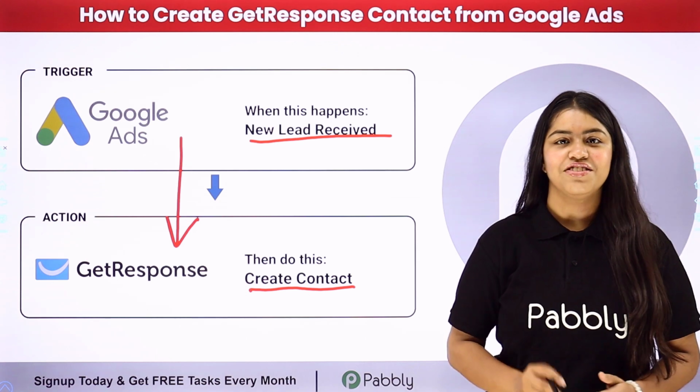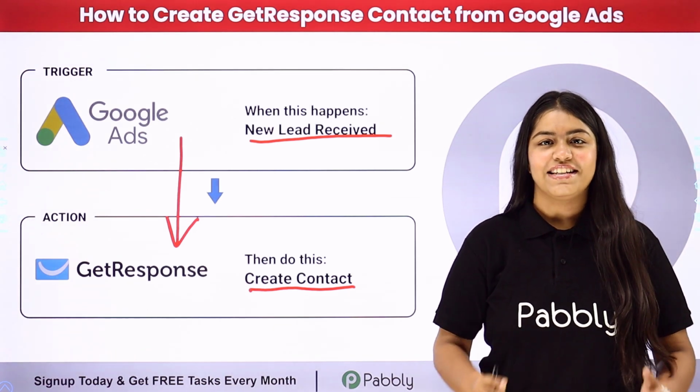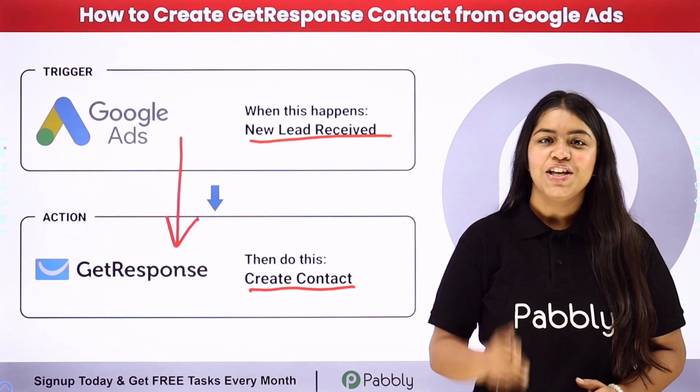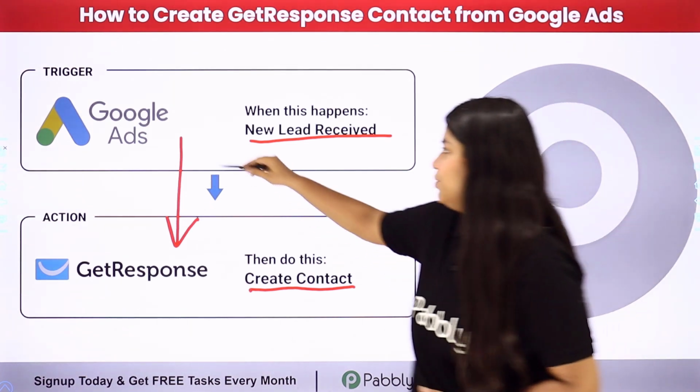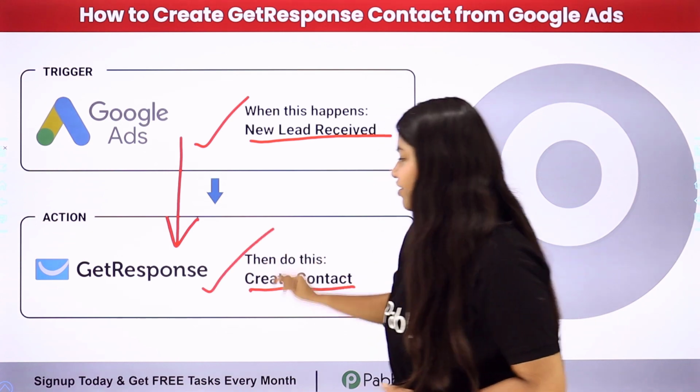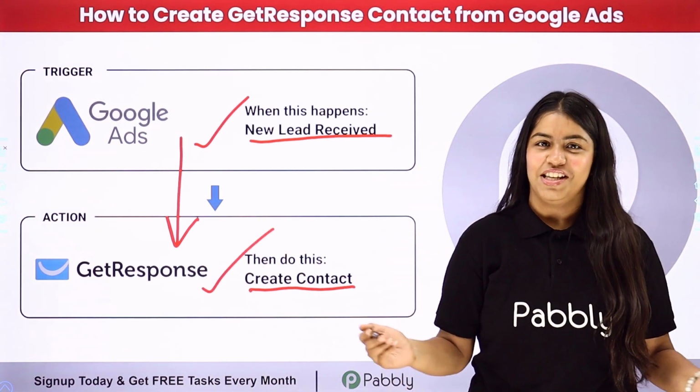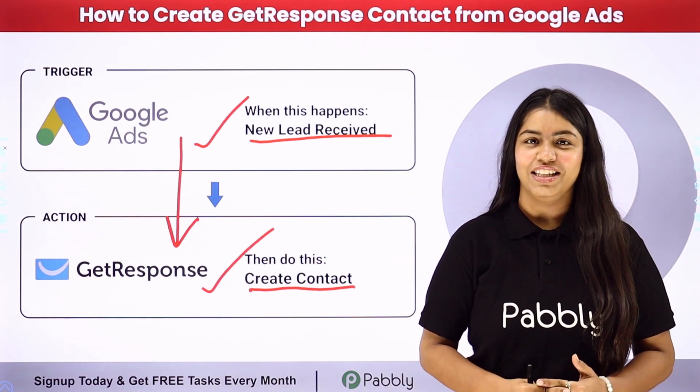To create this integration, we are going to use Pabbly Connect. It is an amazing automation software. So in Pabbly, we have the concept of trigger and action. For trigger, we are going to use Google Ads, and for action, we are using GetResponse. So if you want to learn this process step by step, follow me through the screen.